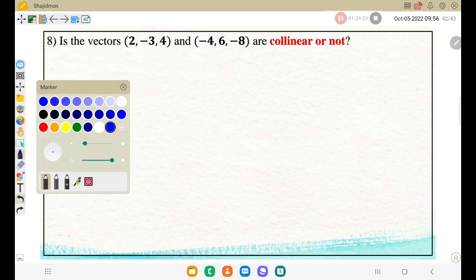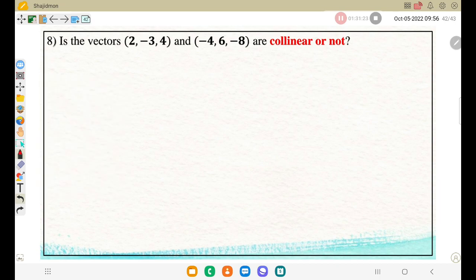That is the question. Collinear. Collinear means they are coming on the same line, correct? So these two are collinear or not? That is the question. For example, first vector I am taking vector u.